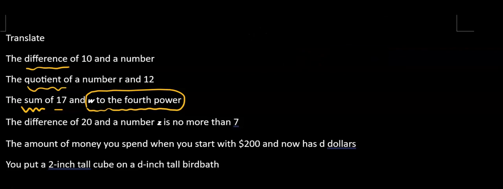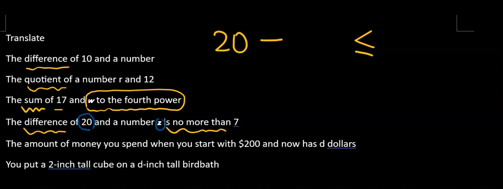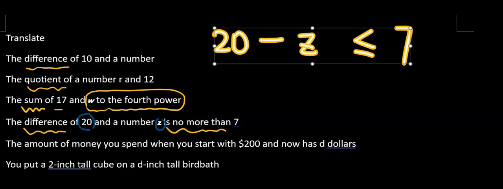Next one, it says the difference, that's the keyword, difference of 20 and a number Z. So we have 20 and number Z is no more than. Oh, here's another keyword, no more than. I'm going to use difference. No more than should be less than or equal to. You see 20 first, you're going to put a 20 down first. And you see Z, and you put a Z here. And no more than, we got done already. That's it. You do not have to solve it. If you want to practice solving, that's all cool, but that's a future lesson. All right, and next one.